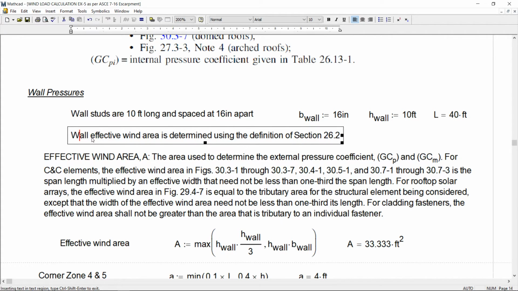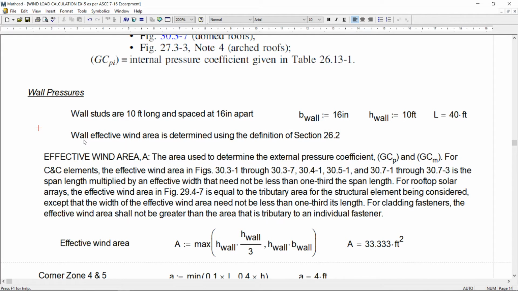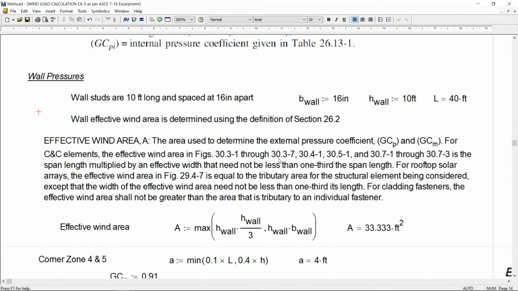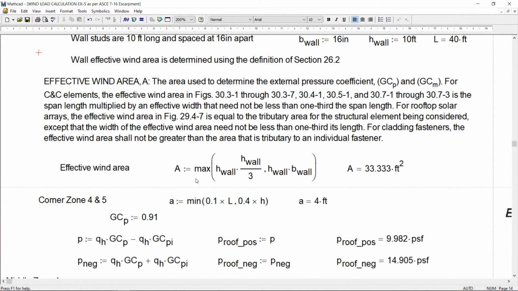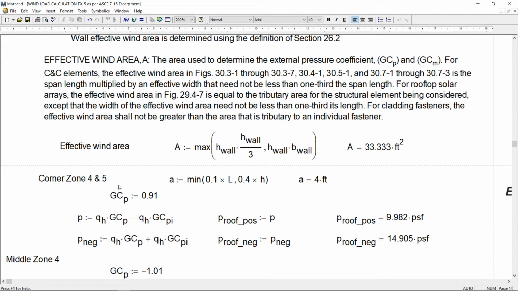So the wall effective wind area is determined as per section 26.2, which says that this area should be taken as the maximum of h into h by 3 or h into b. So the maximum comes out to be 33.333 square feet. And for the corner zones, the definition of a is equal to the minimum of 0.1 L or 0.4 into h. So if we put all these values, the value of a comes out to be 4 feet.